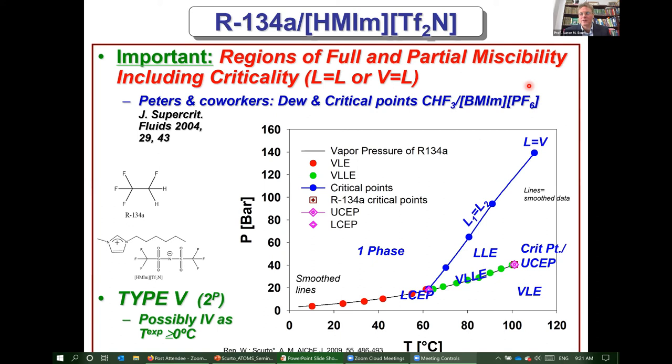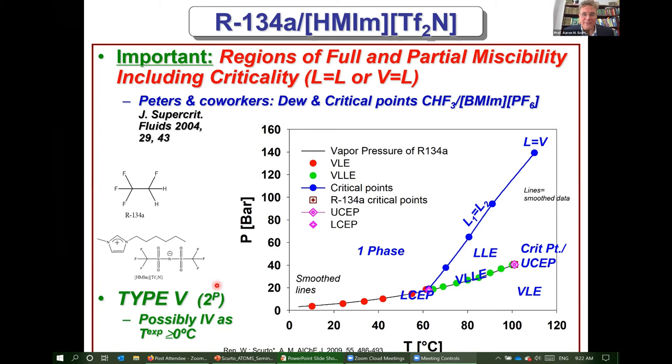And you can see here, at least on the PT projection of the phase behavior, that now, instead of CO2, where we do not have regions of miscibility, here with R134A and HMIM we have regions that go from miscible to also these lower critical endpoints, upper critical endpoints, regions of liquid-liquid equilibria that terminate in mixture liquid-liquid critical points. And then of course, these also continue on into vapor-liquid mixture critical points. And so we believe this to be a type 5 system.